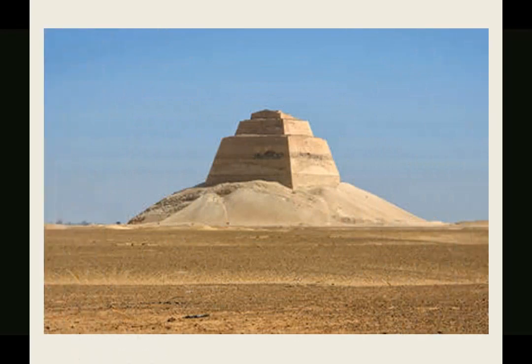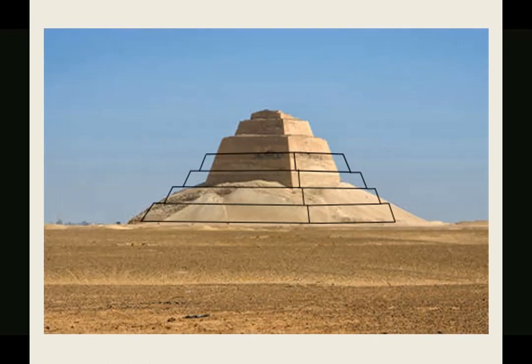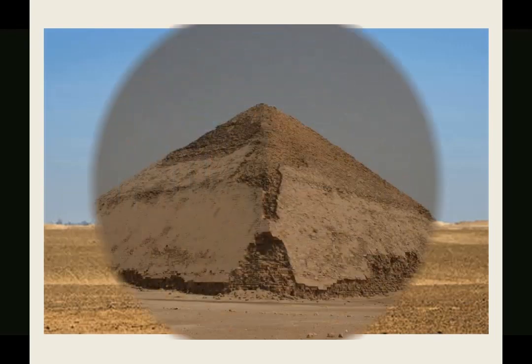This is what the Meydum Pyramid looks like now. When Huni died, it would have looked something like this. And we'll get to why it looks this way. I'm trying to do things in a chronological order, so we're not there yet.